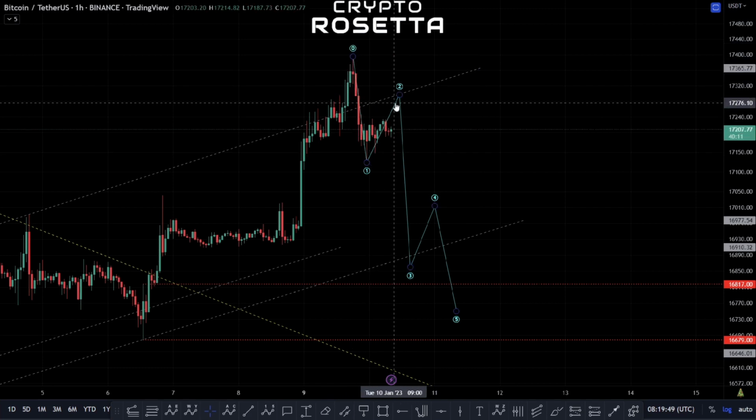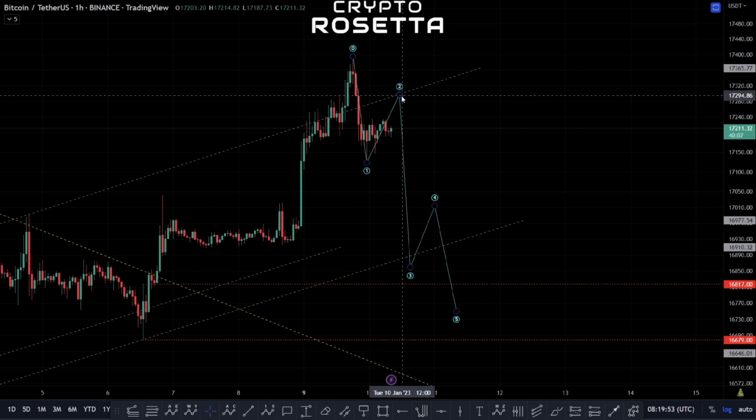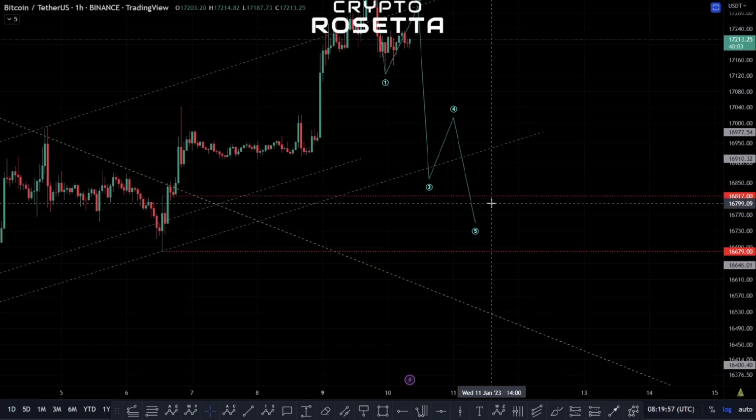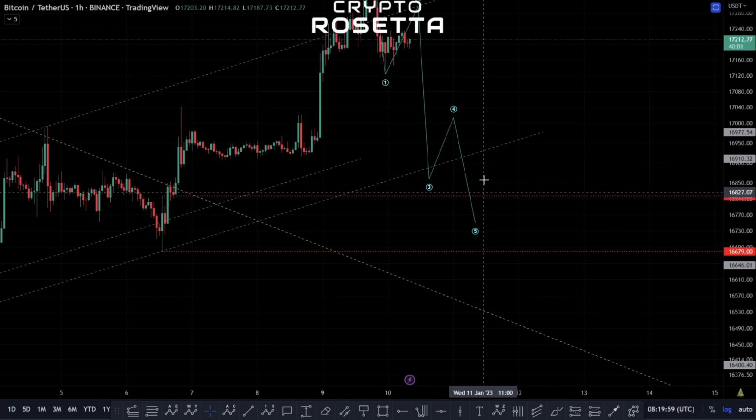But we also need to be aware that we could start to break down from here, where we look at this as a 1, we come back for a 2, and then we start to break down. So we'll keep you up to date with the moves as we see them happen.